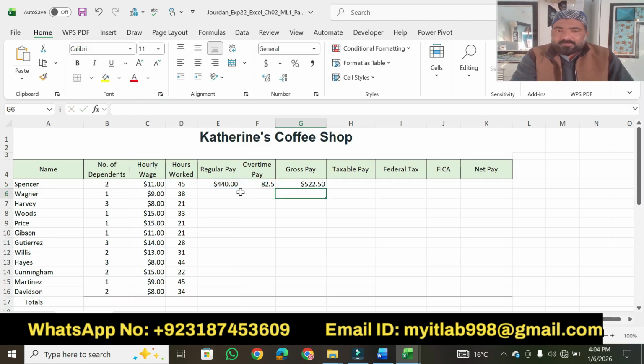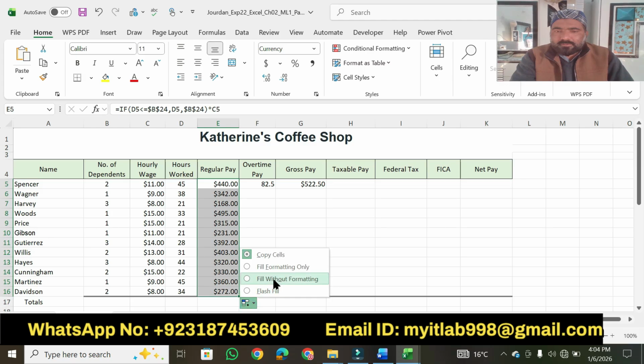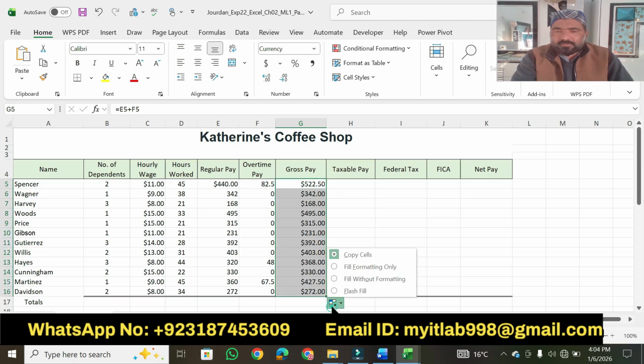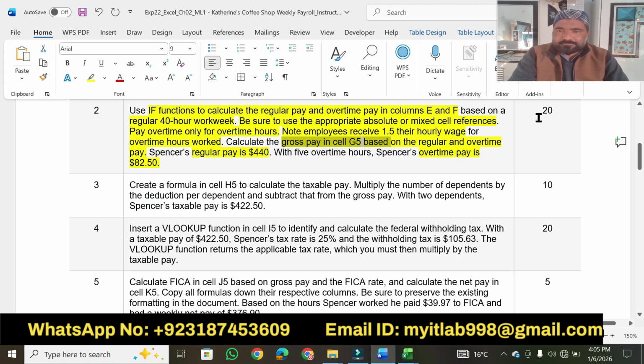Okay. So now we have to drag this one toward there, fill without formatting. And then this one. And then we have to drag this one. Okay, so question number 2 is done and we have got 20 marks from there. Question number 2 is quite a big one.